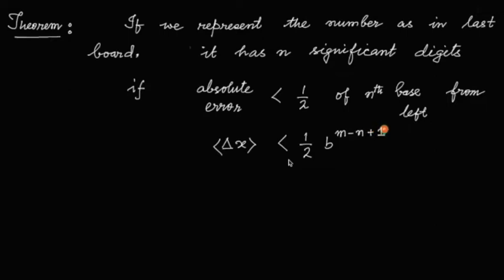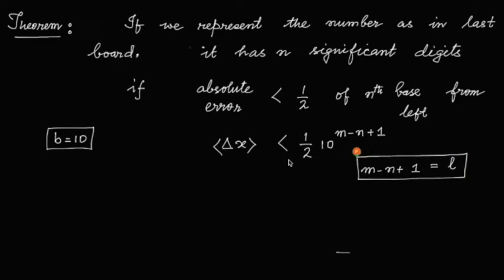b is 10 in this case, so let's write things in terms of decimals. It's easy to understand. We'll do binaries in the next class. So it's 10 to the power m minus n plus 1. Let's call this m minus n plus 1 as n, just for our later convenience. Okay, so what is happening here?